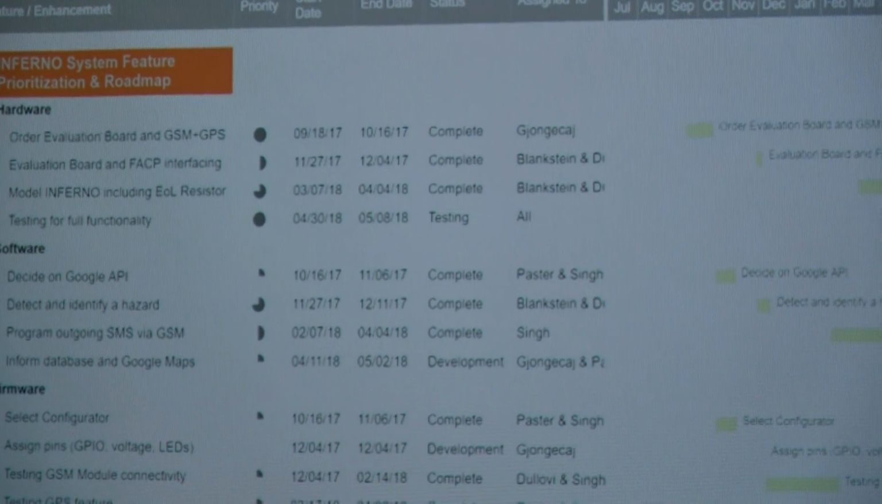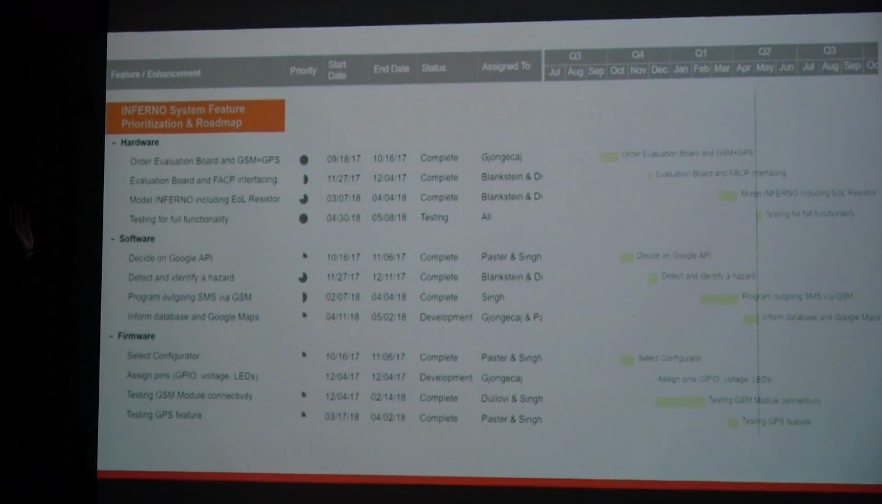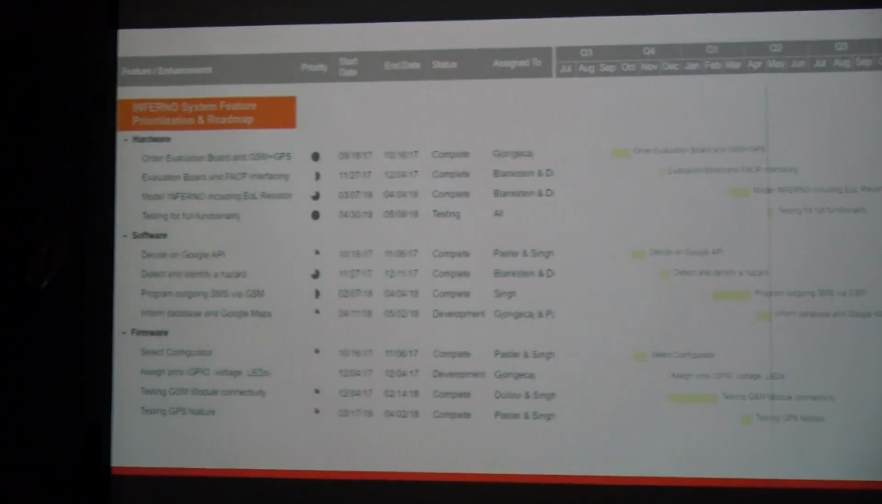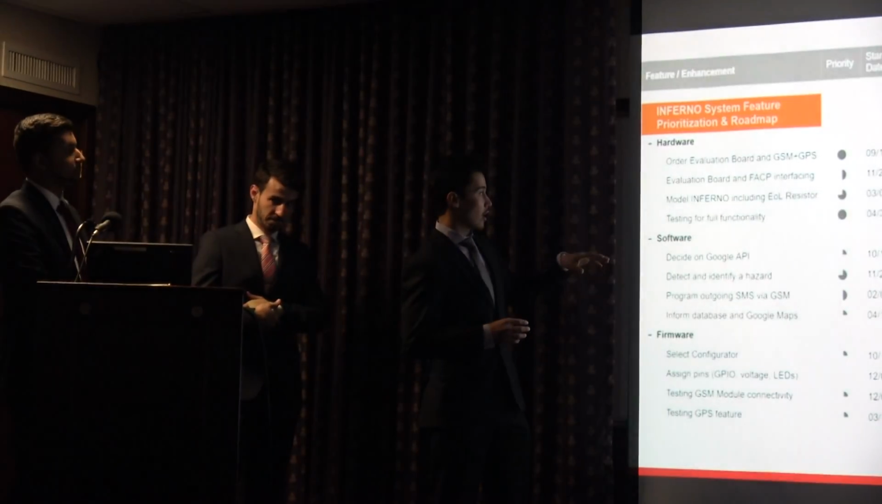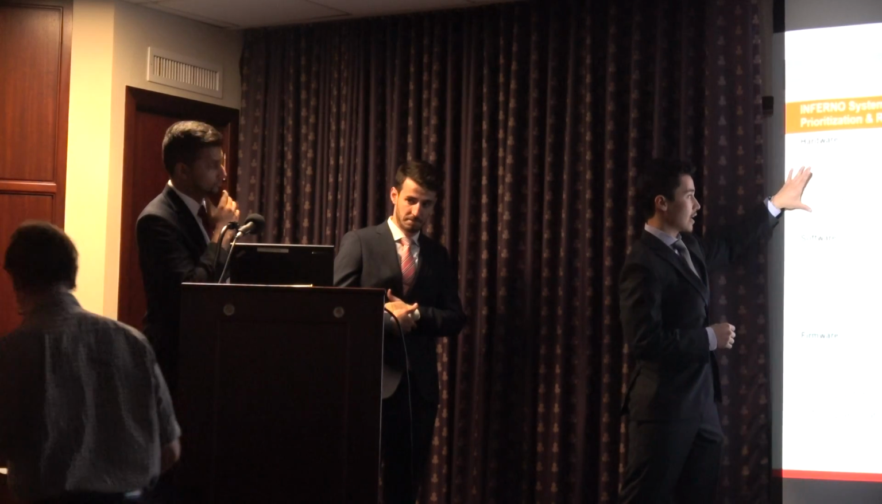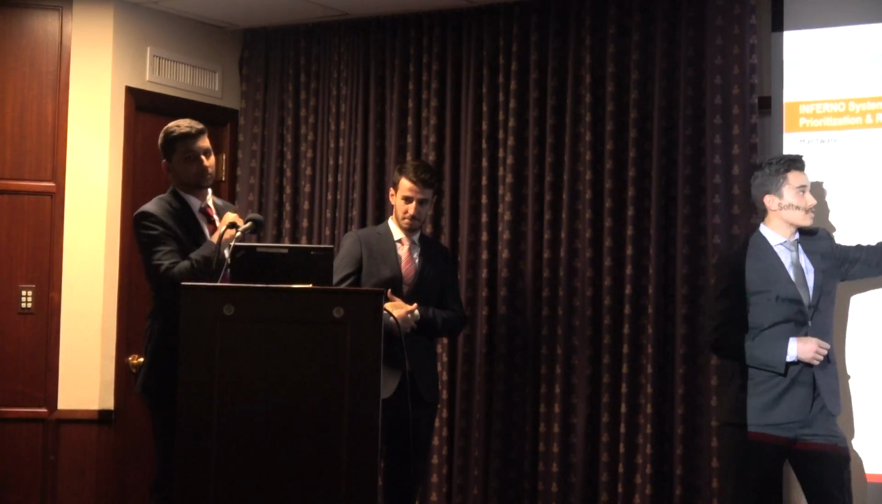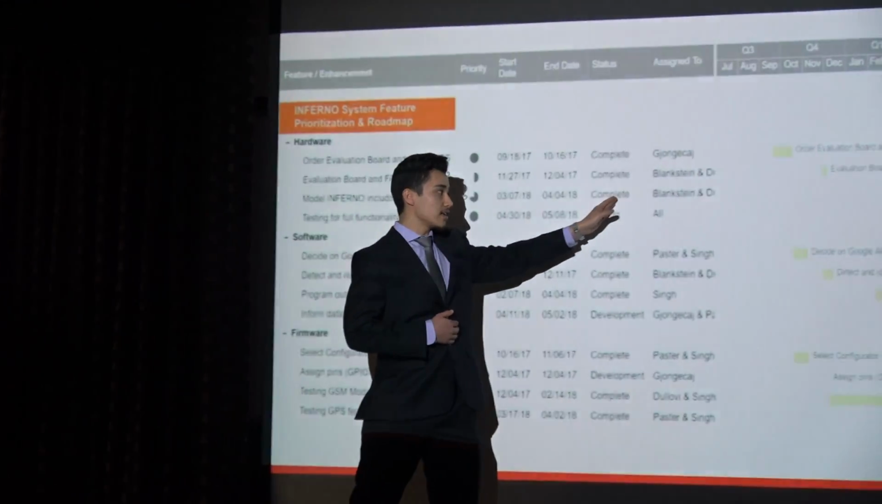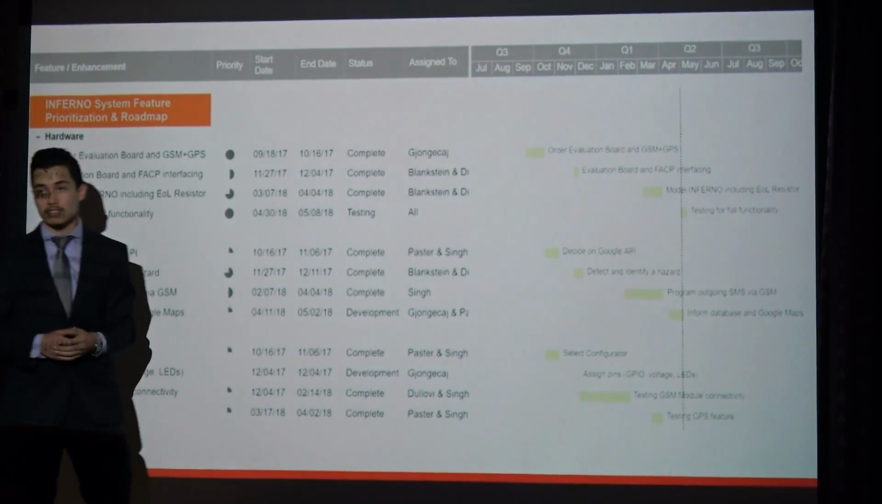So here we were able to use an online web application called Smartsheet to make a feature prioritization and roadmap Gantt chart. Here we have divided into hardware, software, firmware, the tasks, followed by priorities, start dates, end dates, status, and who the task is assigned to.